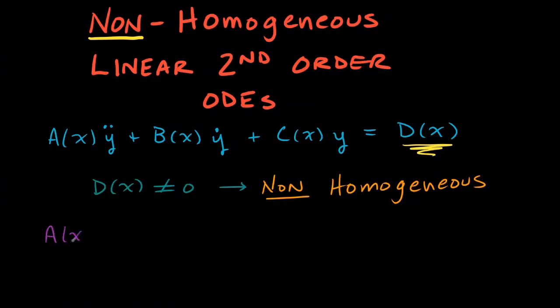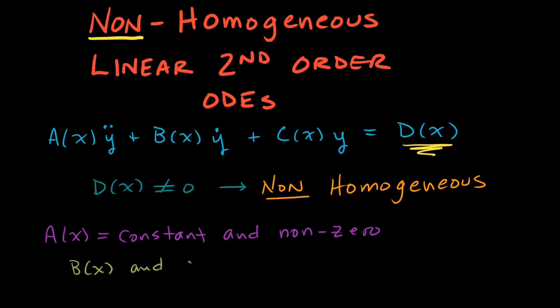So we do know that a of x is going to be constant and non-zero. Okay, because if a of x were 0, then we wouldn't have the y double dot term and we wouldn't have a second order equation. Then b of x and c of x are going to be constant. And that does, in this case, include the possibility of having b of x or c of x be 0.